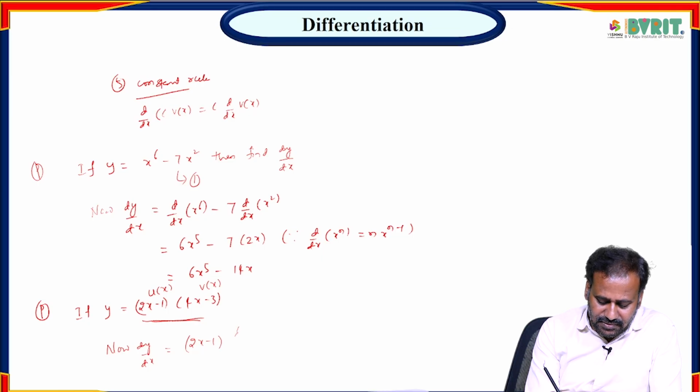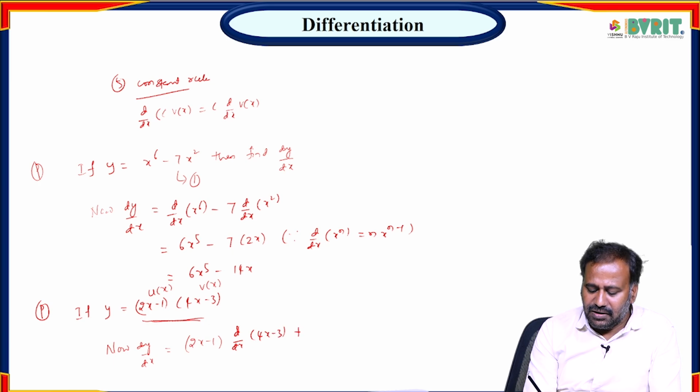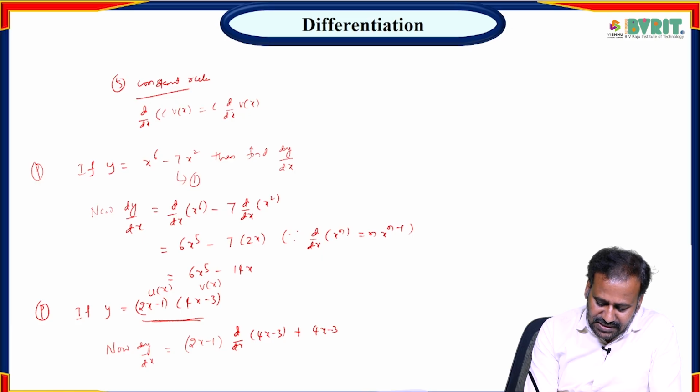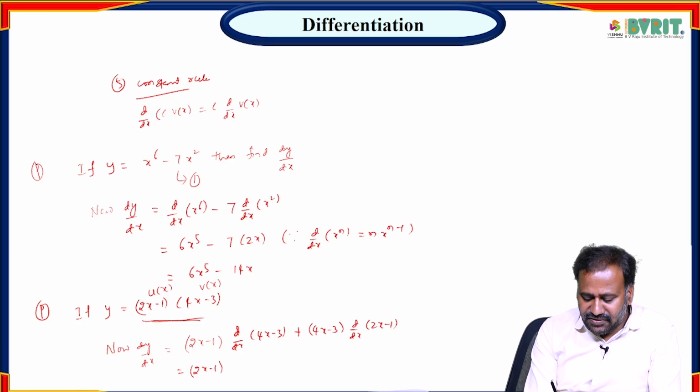Next, differentiation of 4x minus 3. According to the formula, I need to write plus. Then I have to keep this 4x minus 3 as it is. I need to do the differentiation of 2x minus 1. Here 2x minus 1 will be as it is. Next, differentiation of this term 4x minus 3. So 4x differentiation is 4. Next, minus constant differentiation is 0.